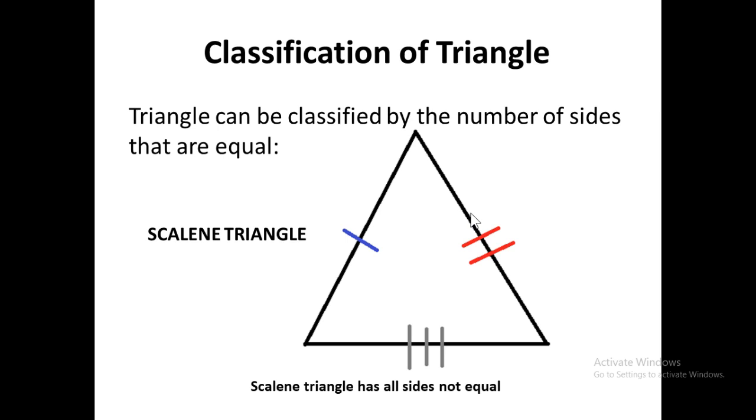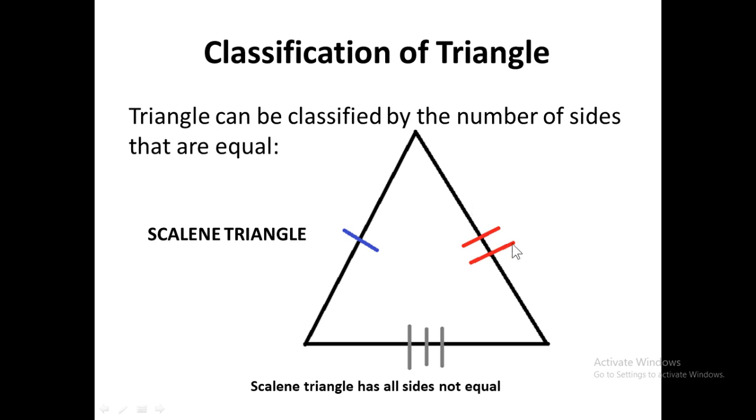If you look at the first triangle you're having on the screen right now, that one is called a scalene triangle. A scalene triangle is a triangle that has all its sides not equal. If you have a triangle and you can see that none of the sides are equal, that means it's a scalene triangle. You can see on the screen right now, this side is not equal to this side. That's why you're having one stripe on this line, two stripes on this line, and three stripes on this line. So it means that none of the sides are equal.